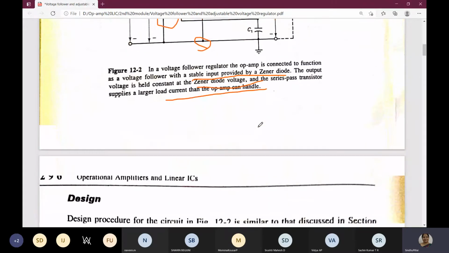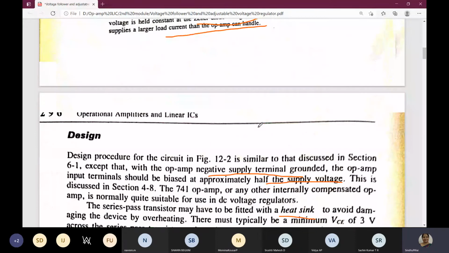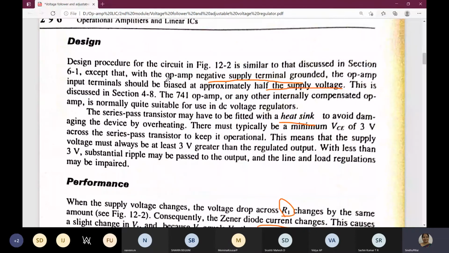So what will be the design process? As I told, we have an op amp with the negative supply terminal grounded. When it is grounded, the op amp input terminals should be biased at approximately half the supply voltage. That is important. For example, if the supply voltage is nearly 12 volts, it should be 6 volts. And the series pass transistor can have a heat sink fixed to remove the excess heat, to protect the transistor. So that is the design process.